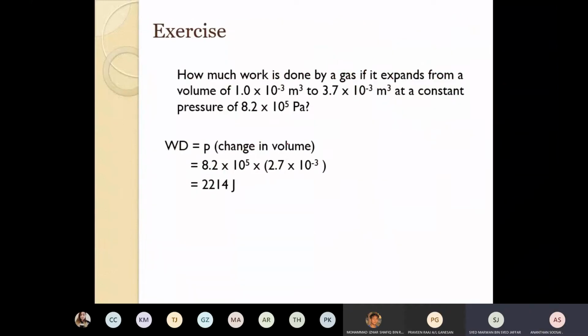Okay, so one example, you see here: how much work is done by gas if it expands from this volume to this volume at a constant pressure. So work done is P times the change in volume. Final volume minus initial volume, times the P, gives you the work done by the gas. If this gas is trapped inside the engine cylinder, the engine cylinder will gain this much energy, maybe in the form of mechanical energy. You might use this energy to gain mechanical energy, either in kinetic or in potential form.